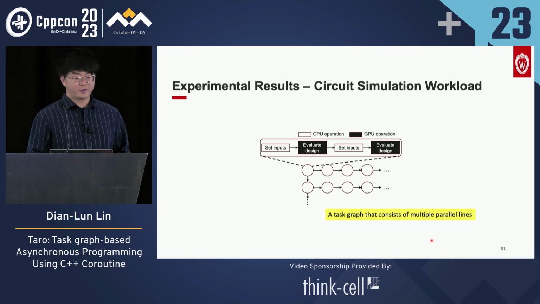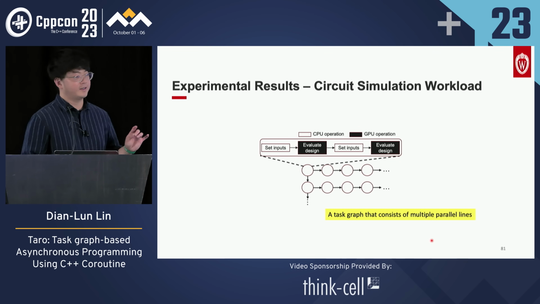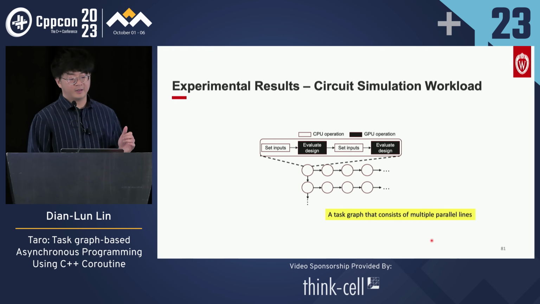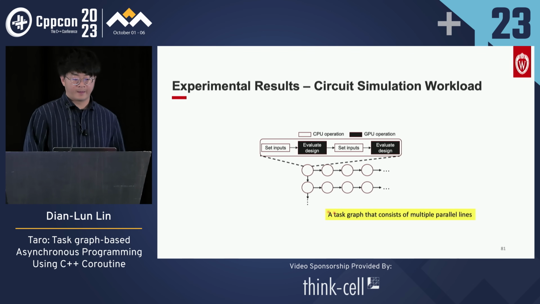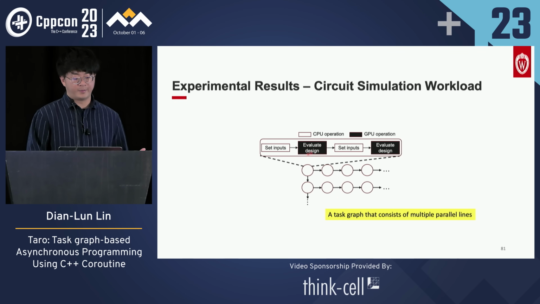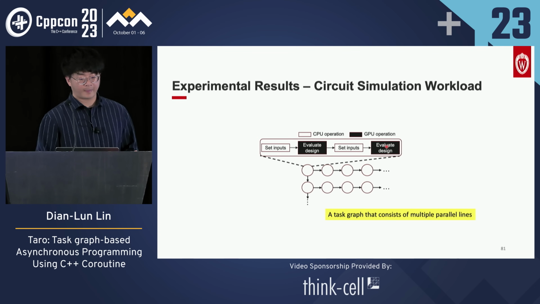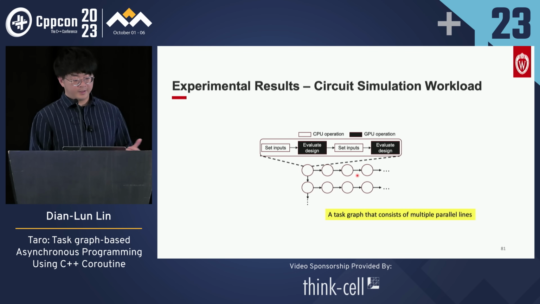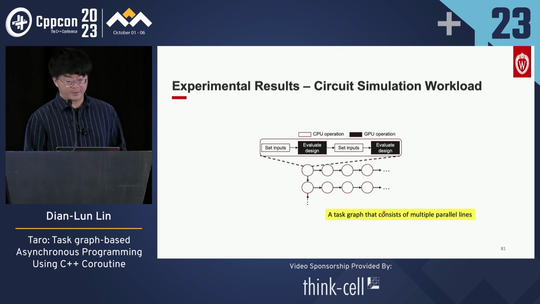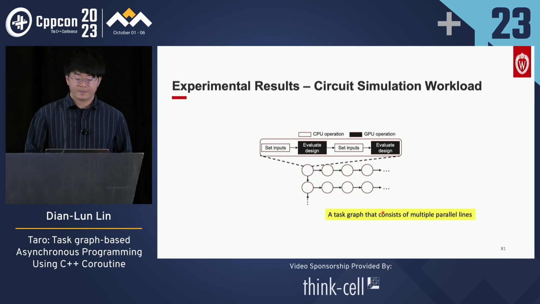All right, second benchmark, the final benchmark. Here, this is a real-world application. This figure shows the task graph of the circuit simulation workload. In each task, we have 4 dependent operations. We have 2 CPU operations and 2 GPU operations. And this task graph consists of multiple parallel lines. The task graph size depends on circuit and input sizes.